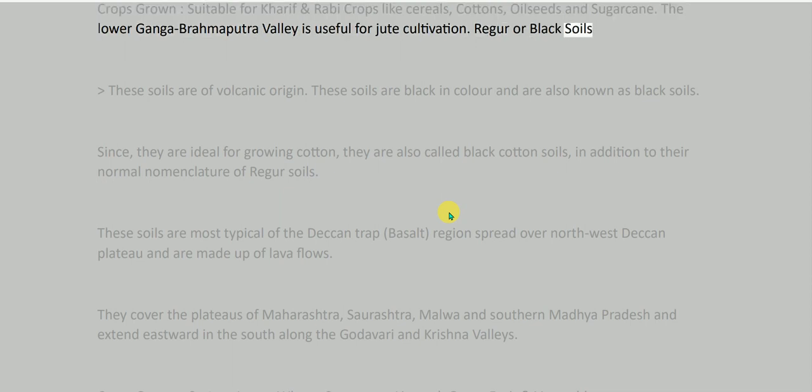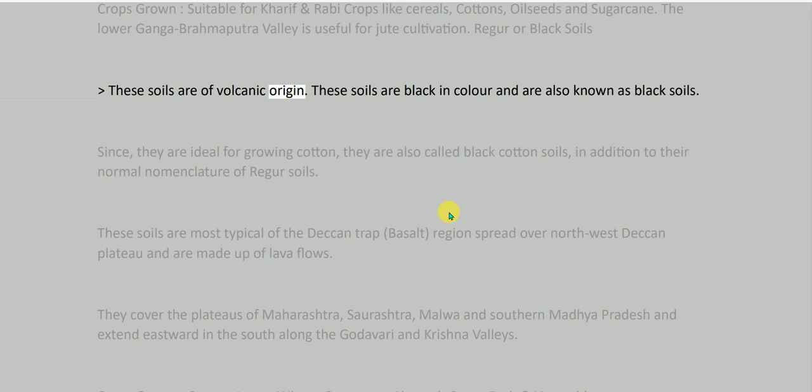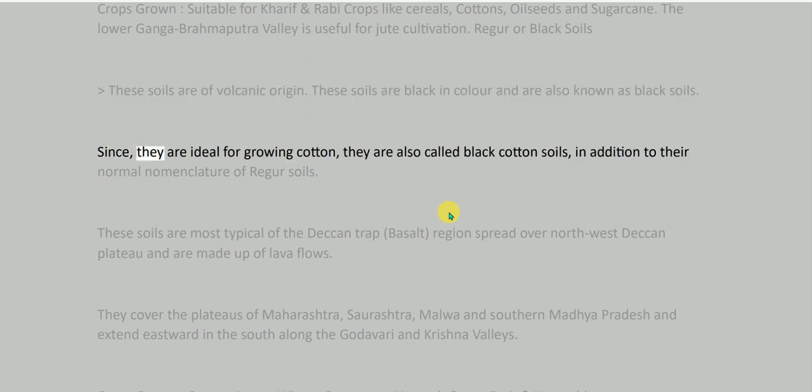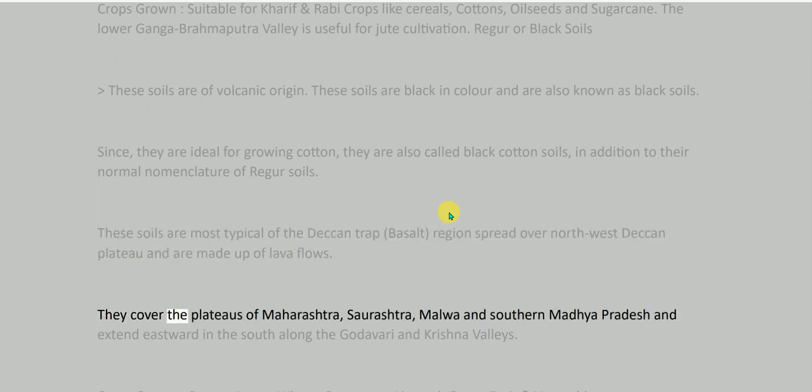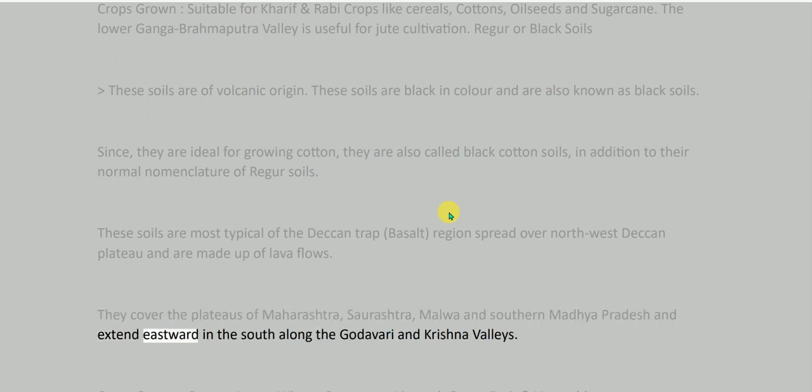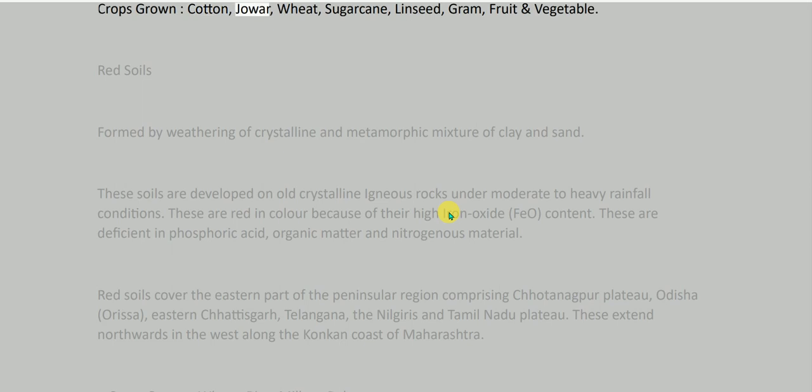Regur or black soils. These soils are of volcanic origin. They are black in color and are also known as black soils. Since they are ideal for growing cotton, they are also called black cotton soils, in addition to their normal nomenclature of Regur soils. These soils are most typical of the Deccan Trap, basalt, region spread over the northwest Deccan Plateau and are made up of lava flows. They cover the plateaus of Maharashtra, Saurashtra, Malwa and southern Madhya Pradesh and extend eastward in the south along the Godavari and Krishna valleys. Crops grown: cotton, jowar, wheat, sugarcane, linseed, gram, fruit and vegetables.